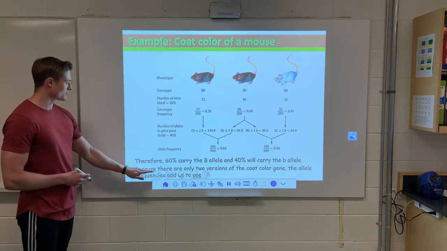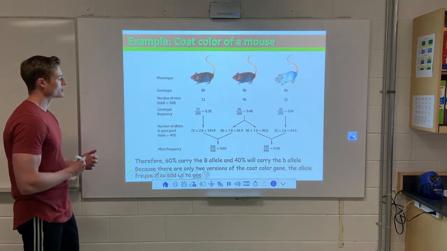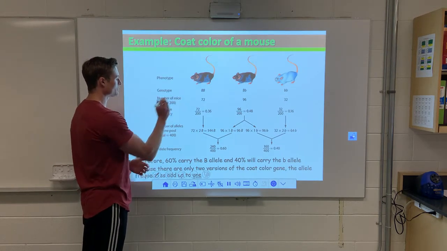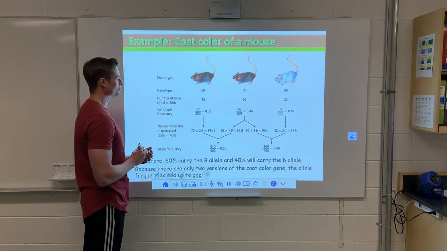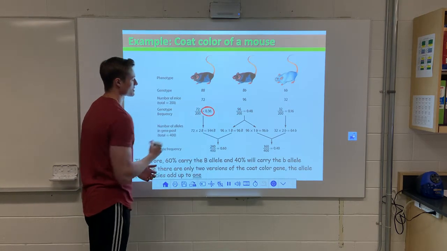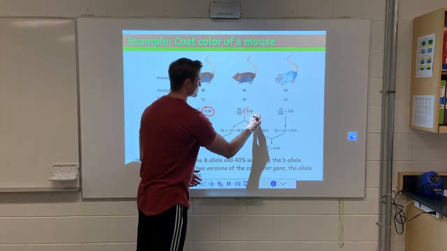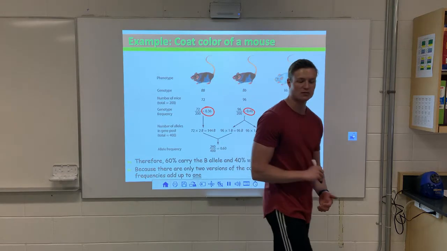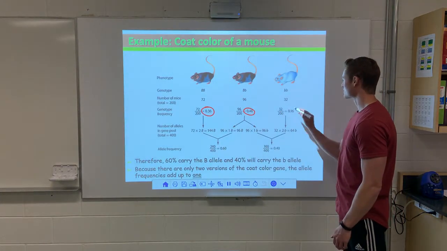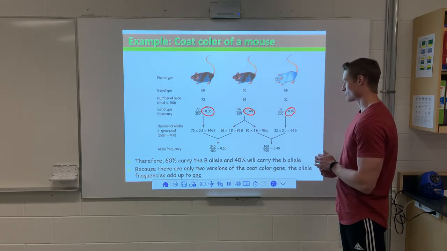So let's take this mouse example. We can see that black is the dominant trait, white is the recessive trait. We can see our three genotypes, right? So then out of 200 mice, if 72 of them were homozygous dominant, that means 36% of the population is homozygous dominant. If 96 of them were heterozygous, that means 48% of the population would be heterozygous. And if 32 of them were homozygous recessive, 16% of the population would be recessive.